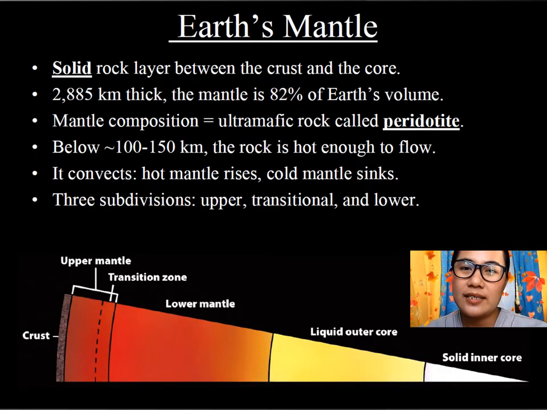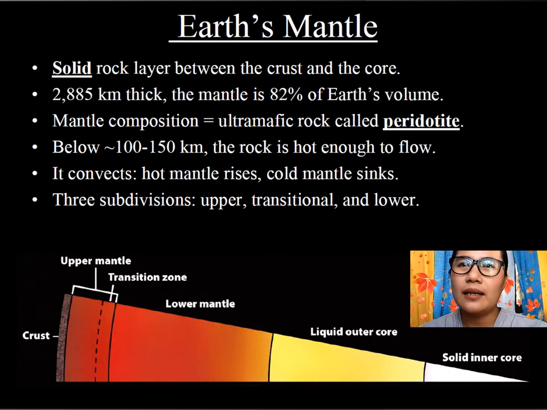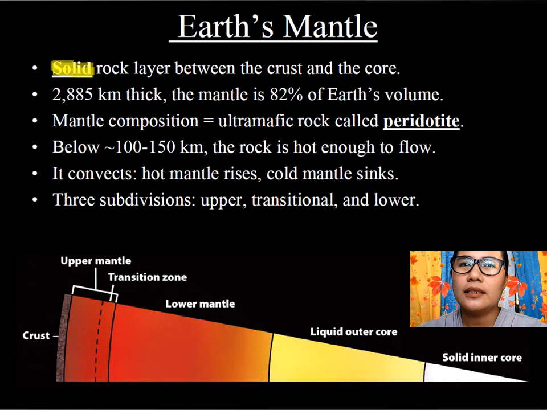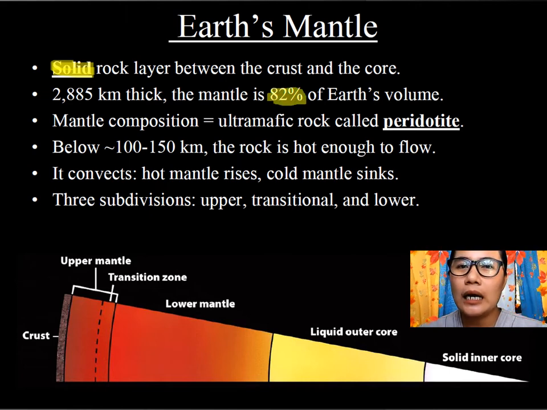Let's go now to the second innermost layer of the Earth, the mantle. It is the solid rock layer between the Earth's crust and the core. Solid ba siya o unsa? Solid siya. It is 2,885 kilometers thick and it composes 82% of the Earth's volume. Siya lagi ang pinakabaga, pinakadako nga layer sa Earth. It is ultramafic rock called peridotite ang iyang composition.